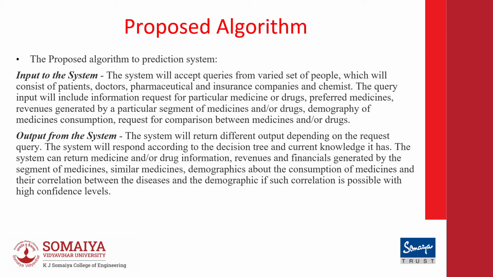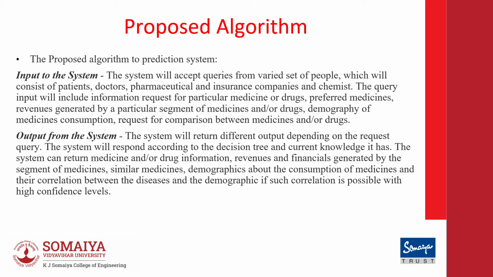Proposed algorithm. The proposed algorithm for the prediction system is that it will accept the input as queries from a varied set of people, which will consist of patients, doctors, pharmaceutical and insurance companies, and chemists. The query input will include information requests for a particular medicine or drug, preferred medicines, revenue generated by a particular segment of medicine and drugs, demography of medicine consumption, and requests for comparison between the medicines and drugs.